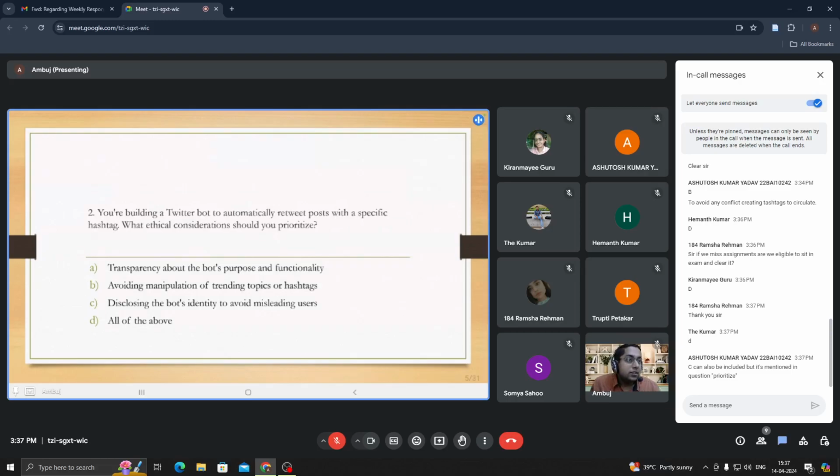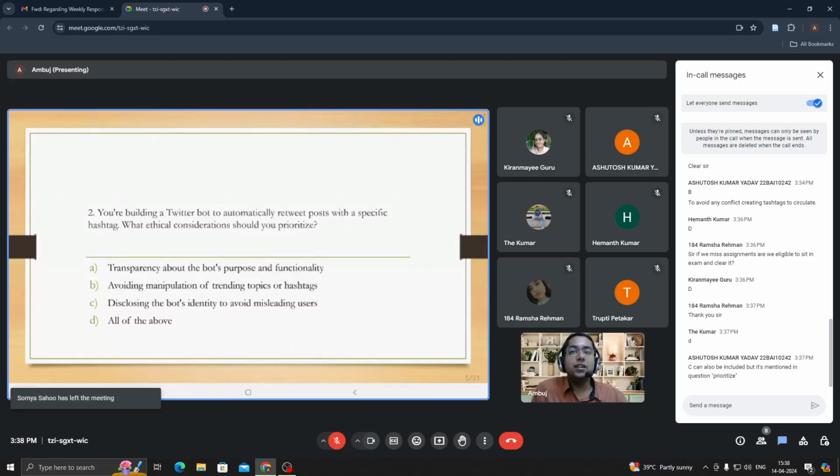Yeah, C can also be included, but it's mentioned in the question: prioritize. Prioritize doesn't necessarily mean that you have to select the most correct option. Does it mean you can just expand the scope of the question and include all the options also? See, the particular keyword is there, prioritize, but it doesn't qualify that you will just select the most correct option. Okay. I think it is correct.